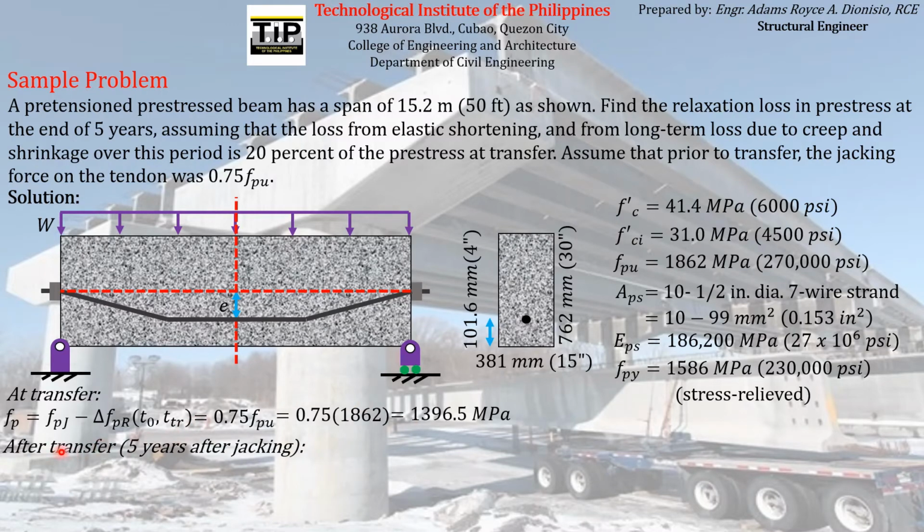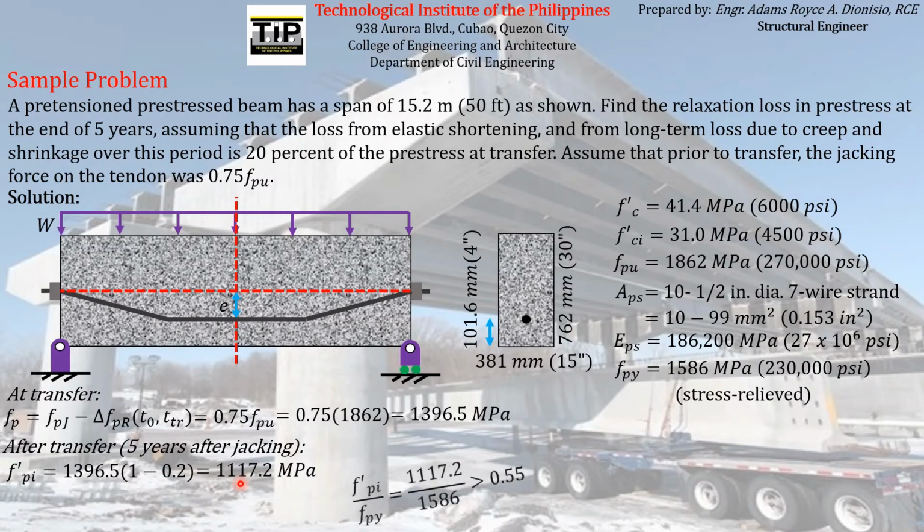And then after transfer, after 5 years after jacking, according to the question, the losses caused by the elastic shortening, creep, and shrinkage over that period are just 20% of the pre-stress at transfer, which is this. So the remaining pre-stress after the losses mentioned in the problem have already occurred will be equal to 80% of the pre-stress at transfer, which is equal to 1117.2 megapascal.